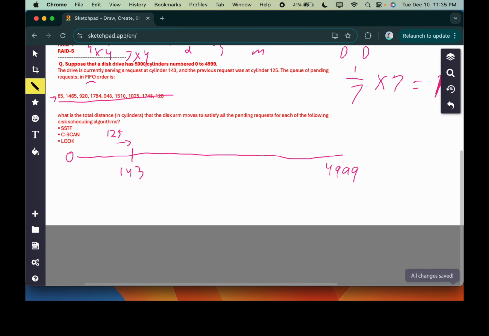But we're going to be doing shortest seek time first, C-scan, C-look. So shortest seek time first. Oh my gosh, please don't make me do this math right now. Let's just do C-scan and C-look. I can't do math right now. So scan, look, C-scan, C-look, and go from there.